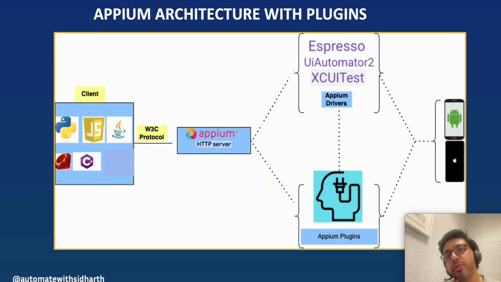So whatever we have learned without plugins is going to remain exactly the same. Just an additional Appium plugins part will get added to it, so that if you have any customization requirement, you can easily integrate it with your Appium architecture, right?